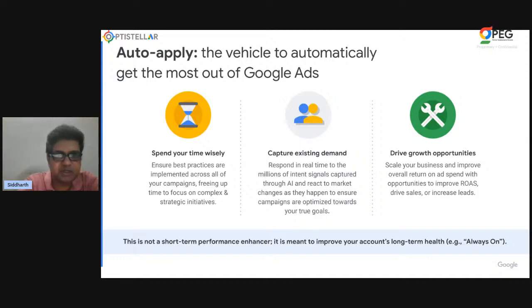And that is because optimization score as a product goes into your account, it studies your account deeply, it looks into all of the account signals that are available, and then it provides you certain recommendations, right? And even before providing a recommendation, it actually conducts a statistical significance study. So it tries to see that if a particular recommendation was opted in by an advertiser, what will be the impact of that particular opt-in on the overall health of the account.